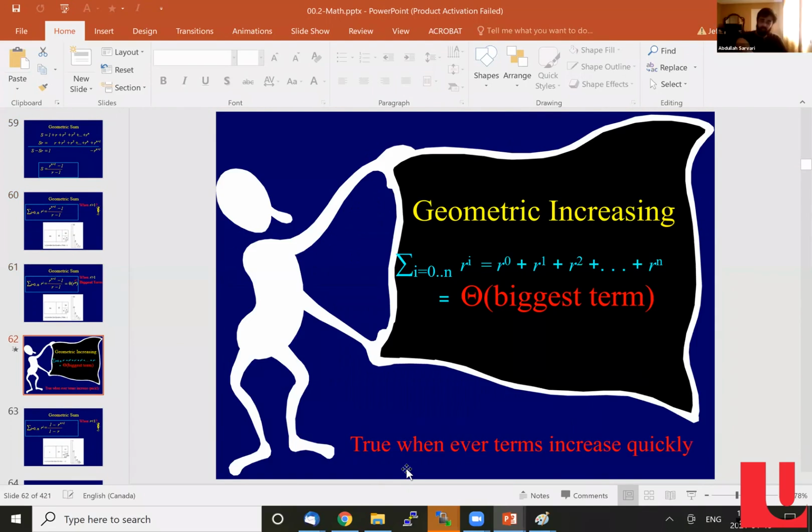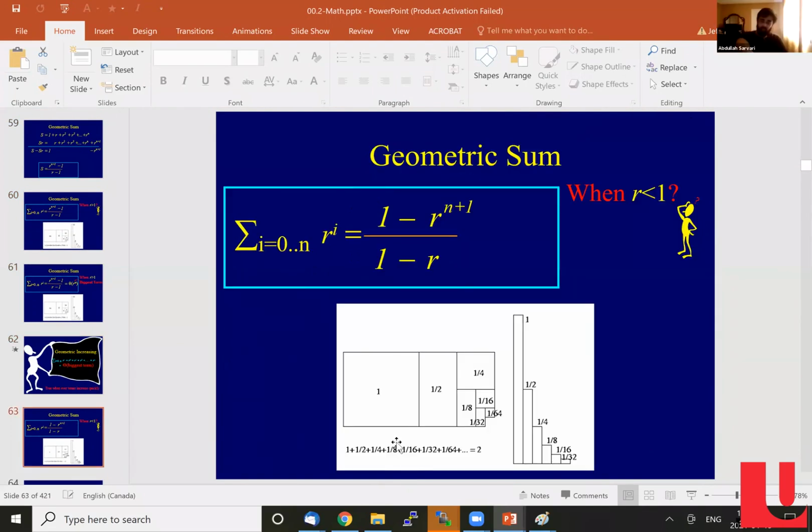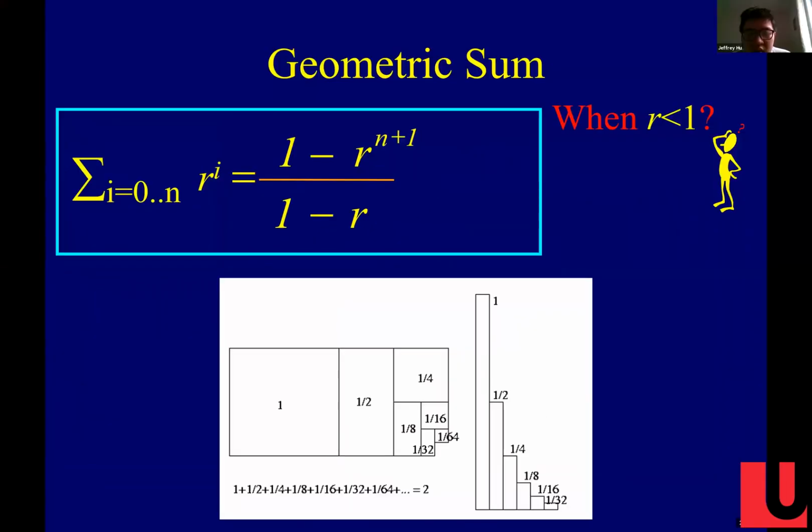Is it possible if you could post this, or is it already there? I'll show you where these slides are. Is it in the math section? It's in the math section.